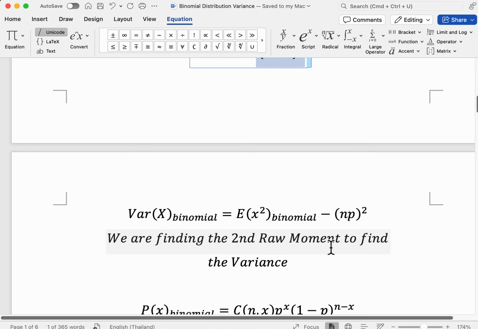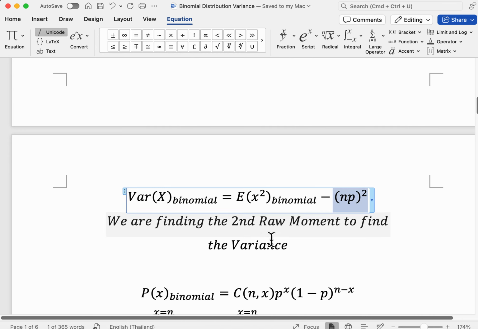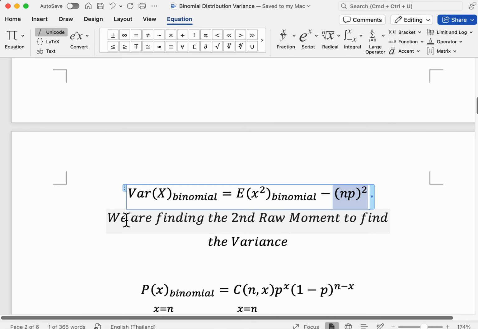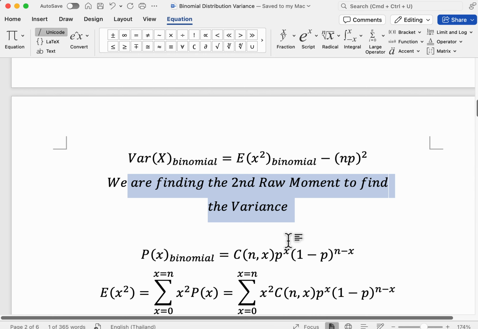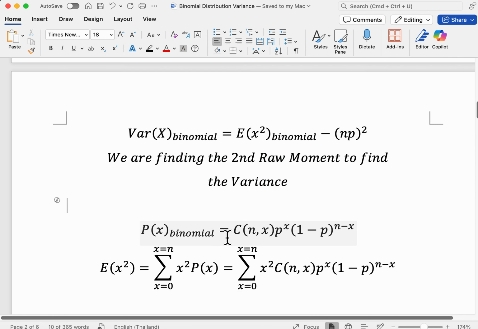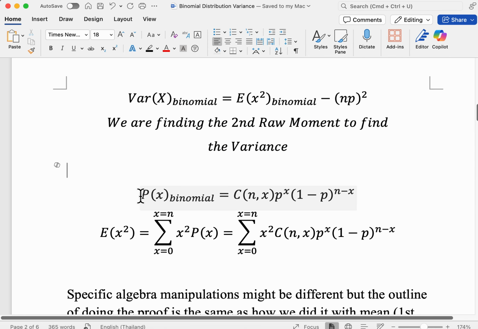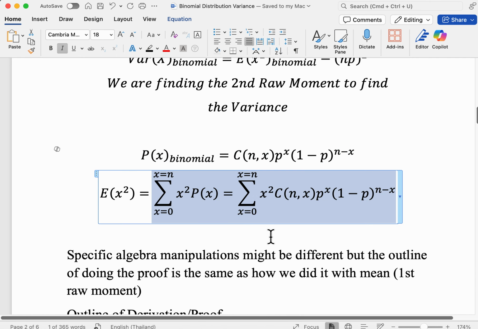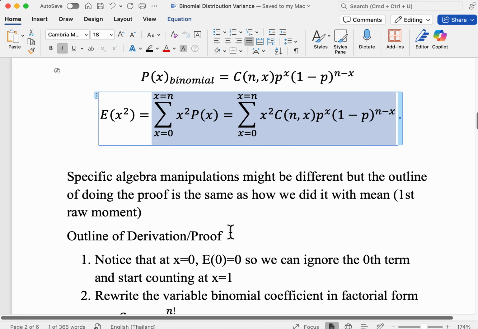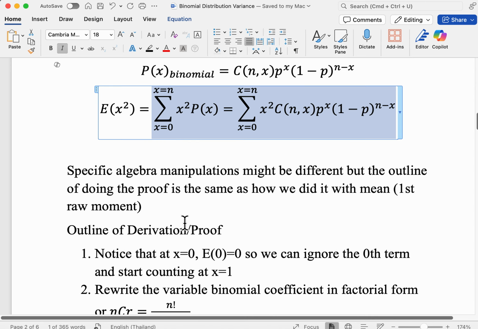Okay, so we're going to end up plugging in NP over here to reuse our result, but just like with how we derived the first raw moment of the binomial distribution, or the average, we're going to define the probability distribution, use the binomial probability distribution, and we get this ugly discrete sum. And we're going to play the exact same steps we did for the other proof, which are the following.